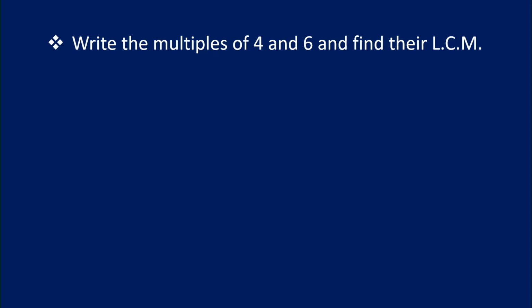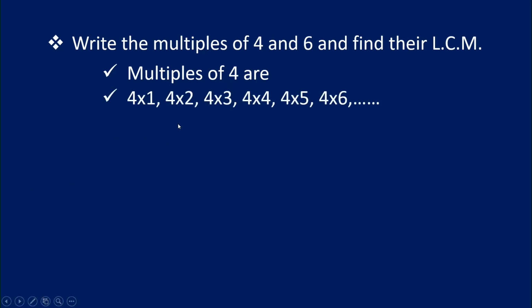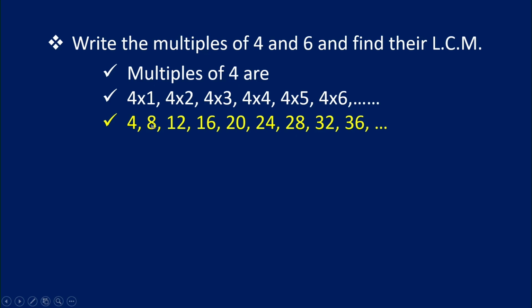We have found multiples of any number by multiplying the number with all natural numbers. Multiples of 4 are like this: 4 into 1, 4 into 2, 4 into 3. Like this we can write any number of multiples here. Hence the multiples are: 4 into 1, 4; 4 into 2, 8; 4 into 3, 12. Or we can add 4 to the previous number to get the next number. These are the multiples of 4.